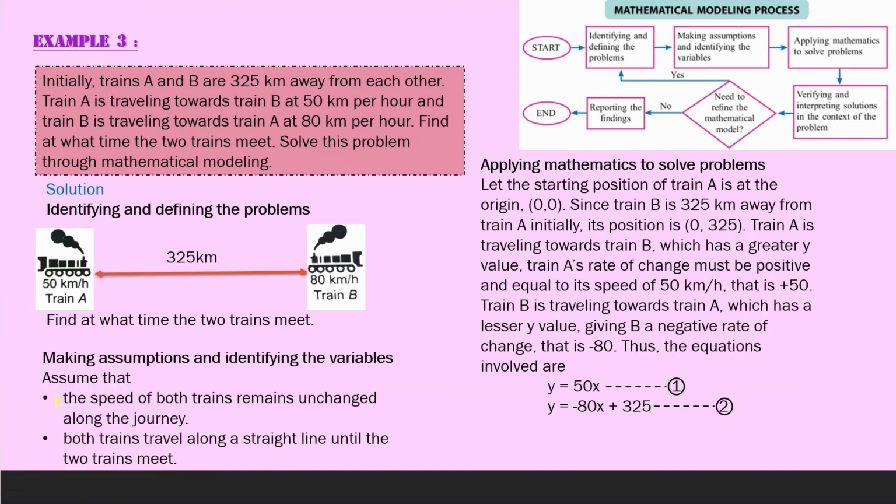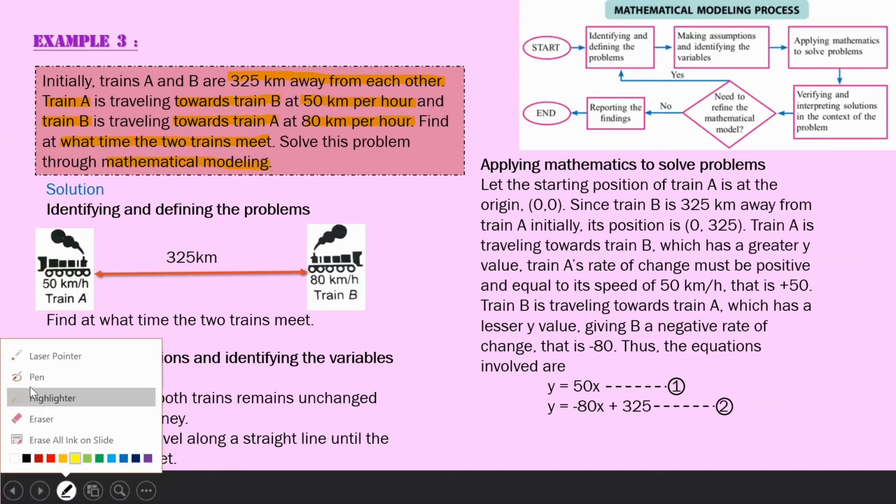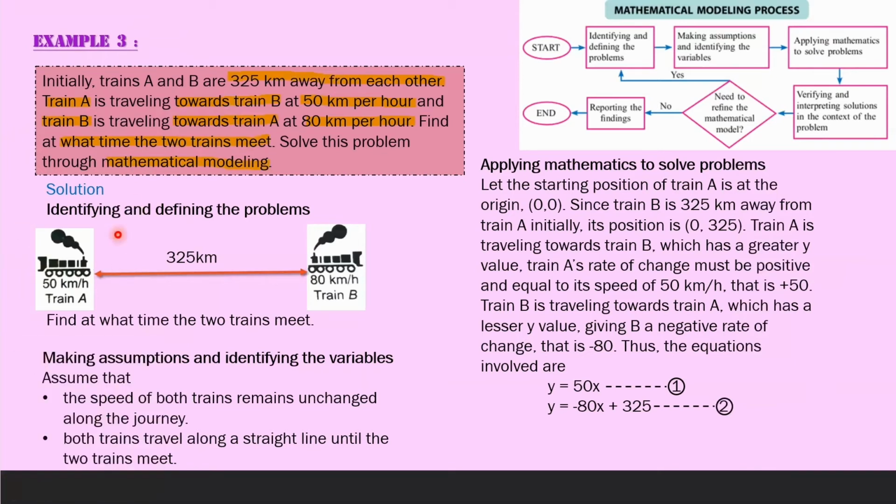Okay. Highlight the information first. Finding the conclusion. Train A to train B, train B to train A, what time? Okay. Here the question needs us to solve this problem through mathematical modeling.